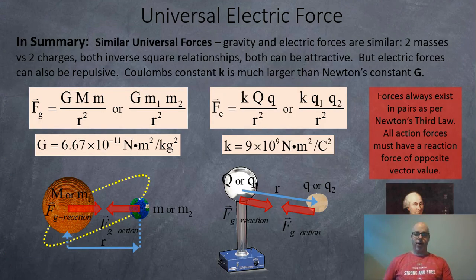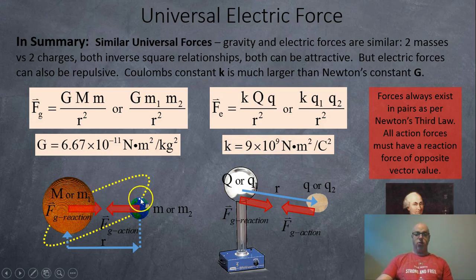So in summary, the universal electric force, Coulomb's law, is very similar to gravitational force, Newton's law. It's pretty easy. For gravity, it's G m1 m2 over r squared. For the electric force, it's k q1 q2 over r squared. The biggest difference is that G is pretty weak, 6.67 times 10 to the negative 11, but K is 9 times 10 to the 9, or 9 billion, pretty strong.